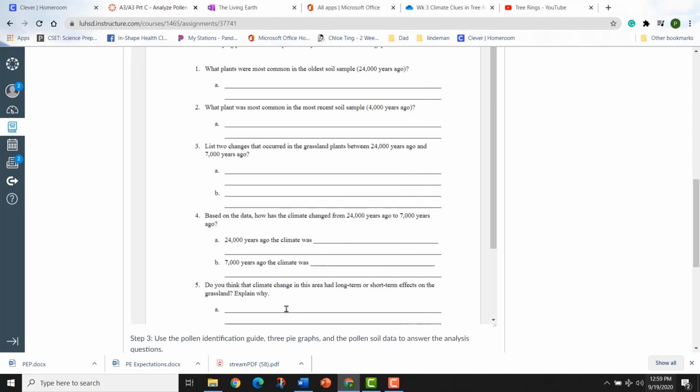Do you think the climate change in this area was long-term or short-term? So again, you're going to tell me, is this a long-term effect or a short-term effect? And again, look at the years, 24,000 to 7,000. Is that long or short? And then you explain why. Because you can have different answers, but your explanation is what I'm looking for.